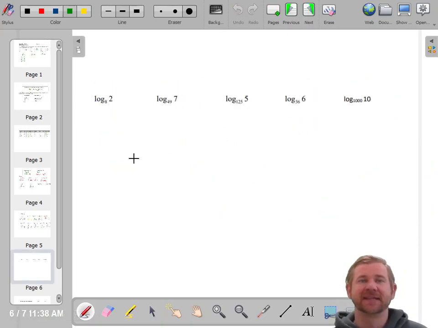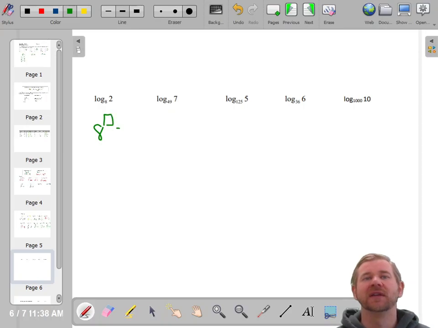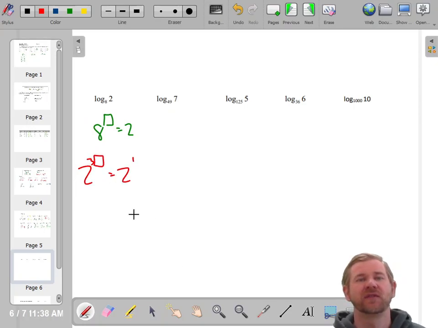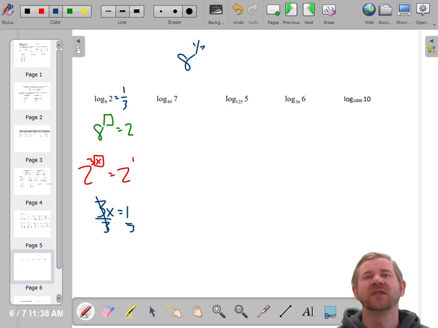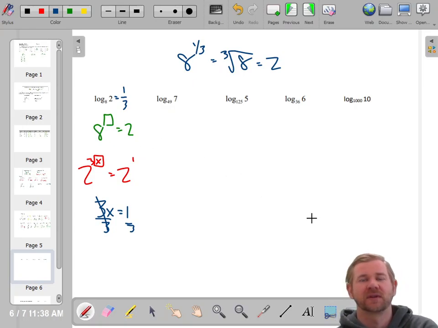These have different bases. So 8 to what power is 2? If I give you this without a calculator, what you have to realize is 8 has to be a power of 2. This is 2 cubed. So 2 to the 3 times what is 2 to the first? You're like, I don't know what that x is. But I can create a little equation here and say, if they're both base 2, then I have to set them equal to each other. 3x has to be 1, so x has to be 1/3. And hopefully you remember that 8 to the 1/3 is the same as the cube root of 8, which is 2. That's why this works.